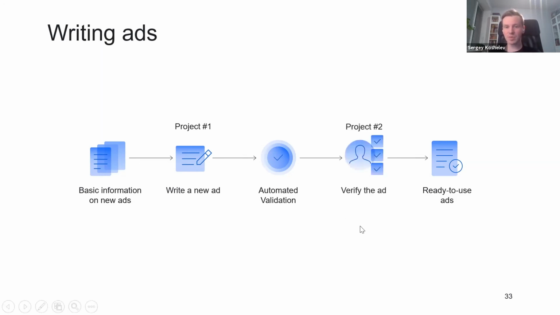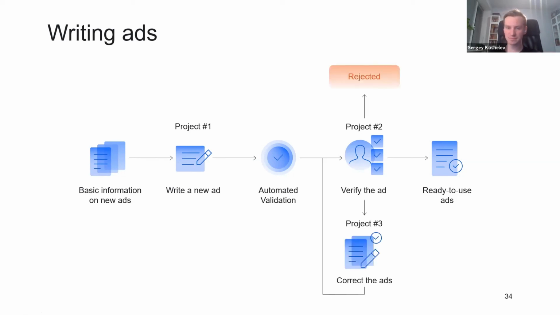But then when your text is technically correct and complies with these formal rules, you can make the second project where you ask another performers to verify that, to edit it, to reread, and maybe even correct it on the go. And that's how you get a ready-to-use set of ads with quite a simple pipeline and without cramming everything into just one project.